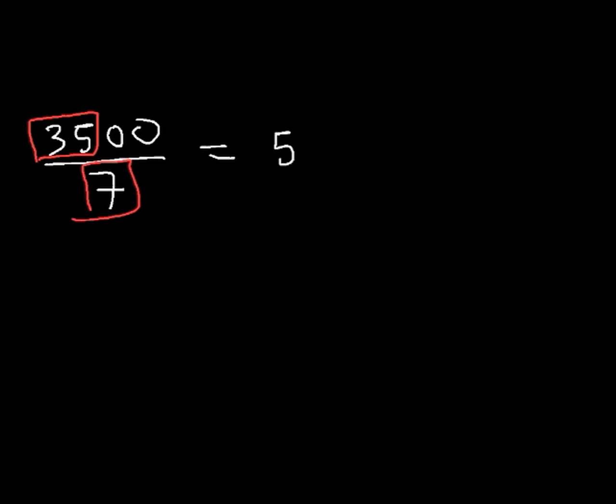So try this one. 3,500 divided by 7. So let's divide 35 by 7 first. 35 divided by 7 is 5, and then add the two zeros. So 3,500 divided by 7 is 500.